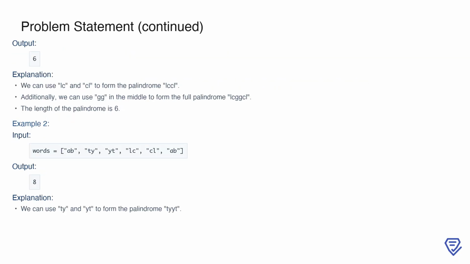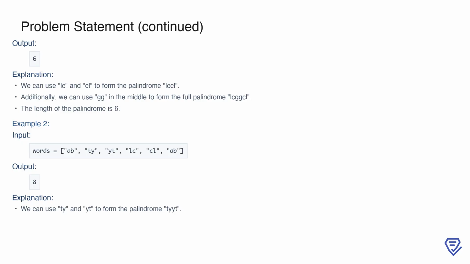To understand this better, let's look at the first example. Here, the input array is LC, CL, GG. The output is 6. Here's why: we can take LC and CL, which are reverse pairs, and use them to form the palindrome LCCL. Additionally, the string GG can be placed in the middle, since it's already a palindrome by itself. This forms the full palindrome LCGGCL, which has a total length of 6.